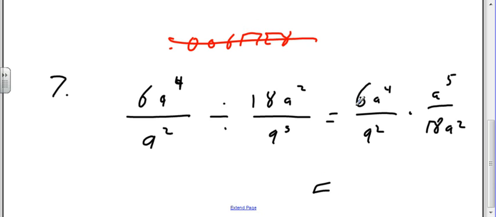Well, 6 goes into 18 three times. I have a squared and a squared on the bottom, and an a to the fourth sitting there. So I'm going to end up with a to the fifth over 3.